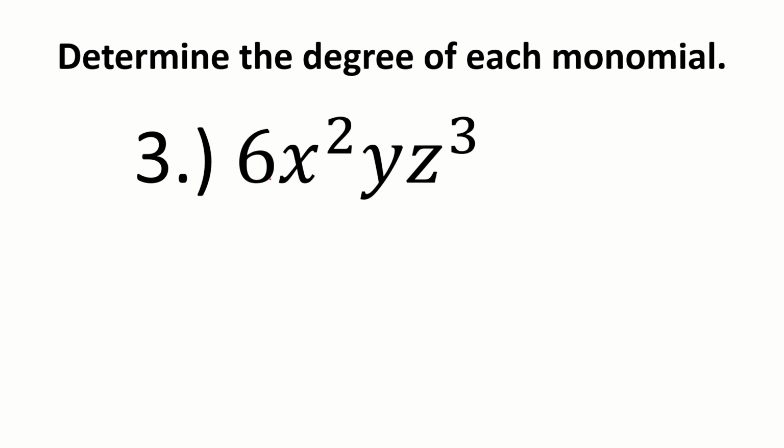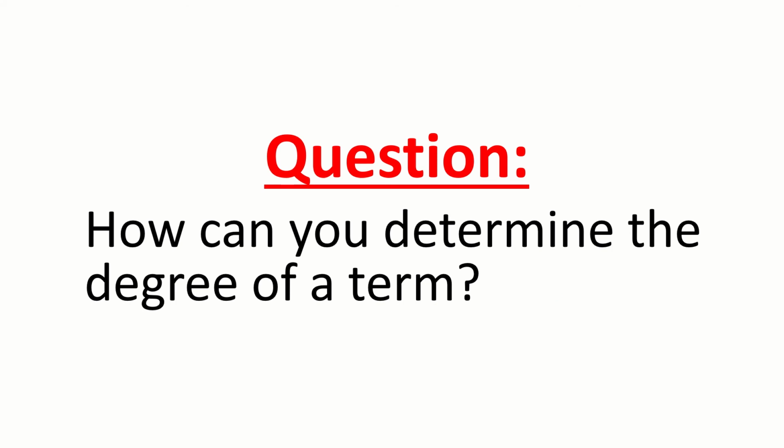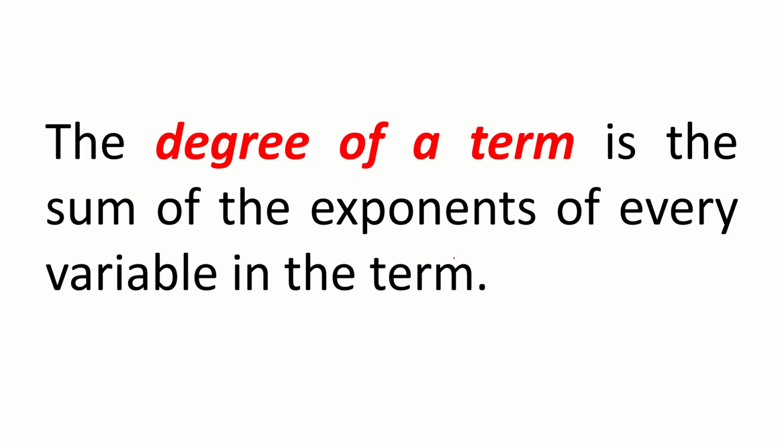How about number 3? 6x squared yz cubed. Okay, that's correct. It's a 6 because the y has an exponent 1. So 2 plus 1 plus 3, 6. So again, how can you determine the degree of a term? Just a monomial. It is just the sum of the exponents of every variable in that term.